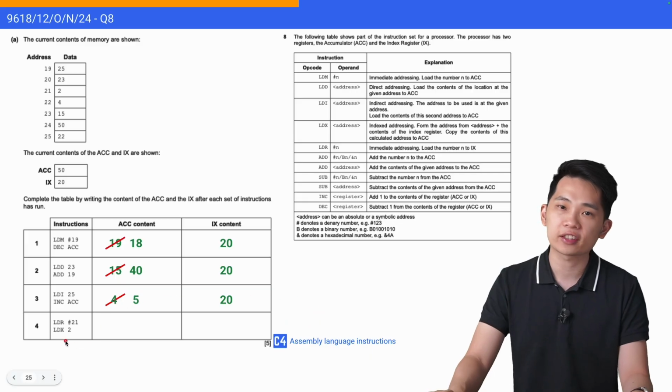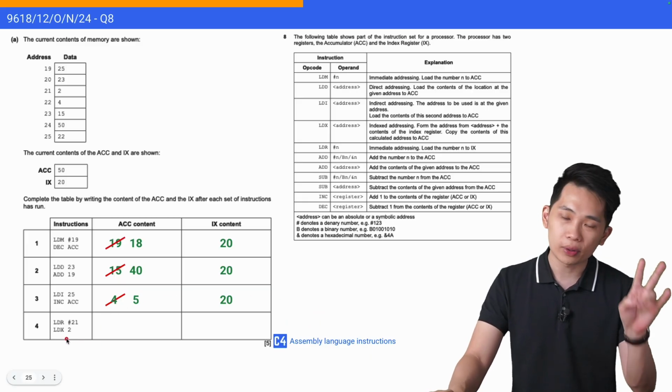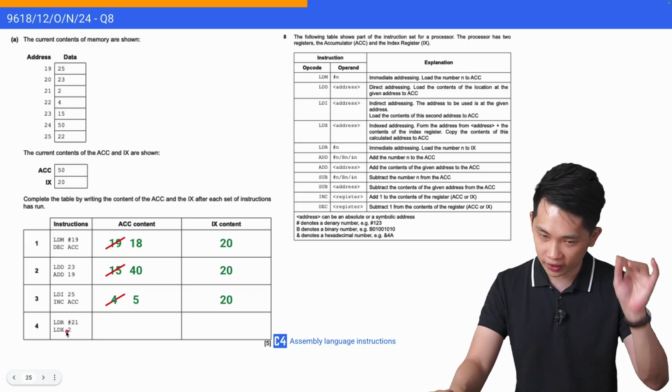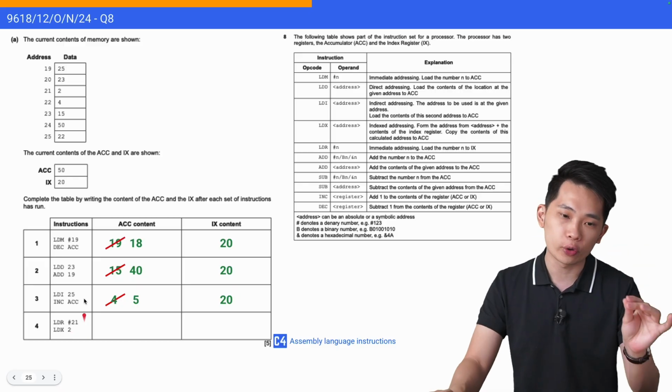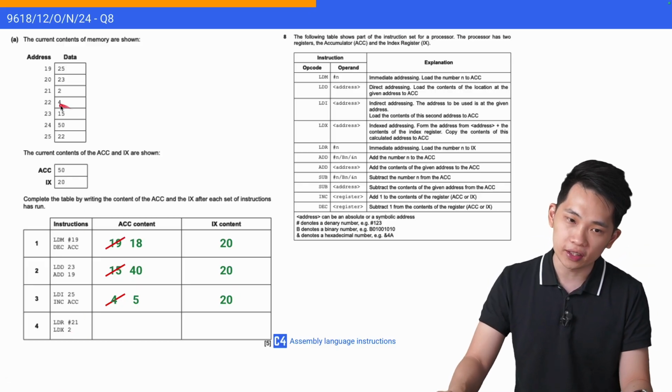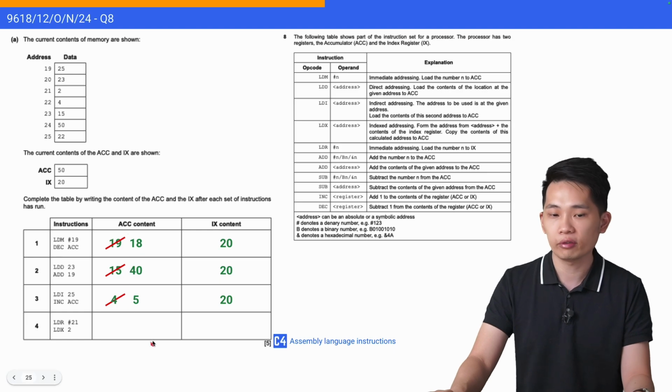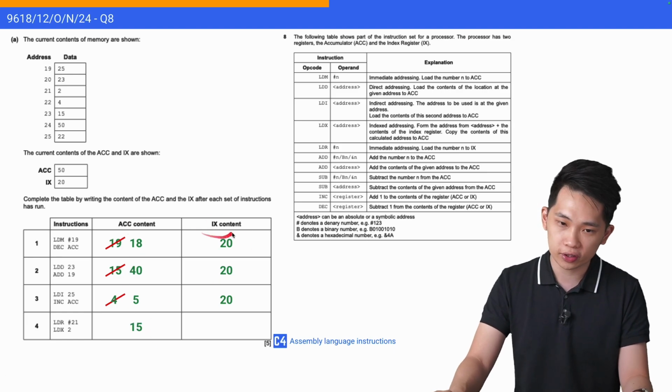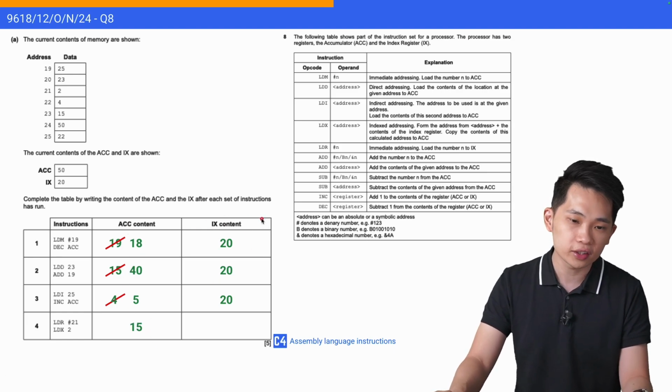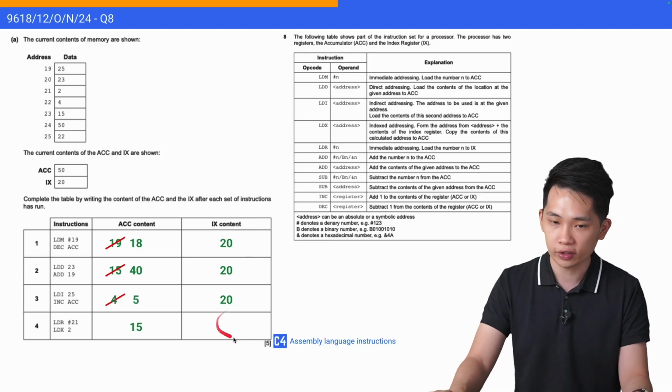And then LDX2 means that we will use 2 plus 21, which is the value in the index register, to get the address 23 here. So what is in address 23 is going to be value 15 here. Therefore, ACC value is going to be 15 here. And then for index register, it has been updated from 20 to 21 here. Therefore, we can just fill in 21 here.